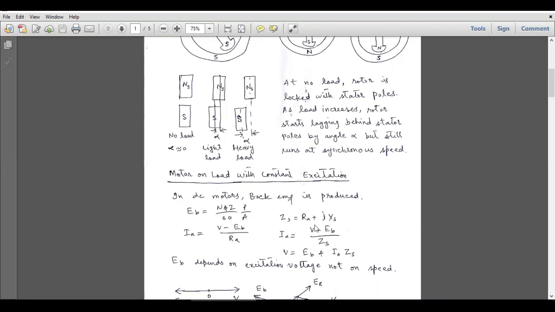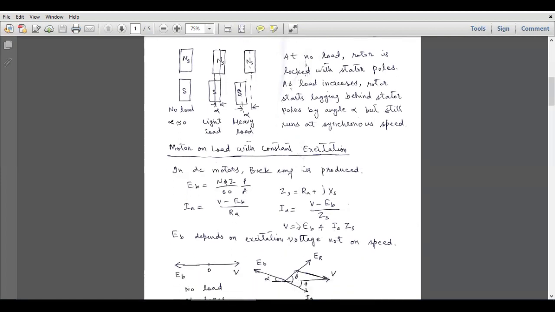In DC machines, we know that the reactance is equal to zero when we apply a DC supply to any winding. The reactance will be equal to zero because reactance is equal to omega L, and for DC supply omega is equal to zero. So we will only have the armature resistance in DC motors. But in AC motors, we will have the armature resistance as well as the stator reactance. So V is equal to EB plus IAZS.